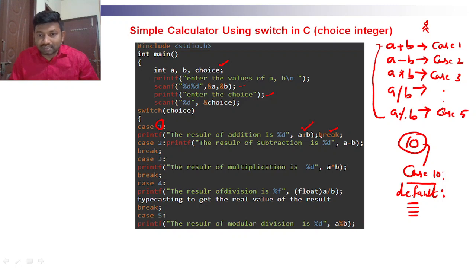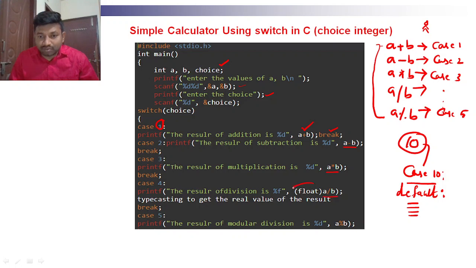In fact, to fit this screenshot on screen, I have written this break after the printf statement. So you can write this break statement not in a row, you can write it in a different row also. Fine. Right, case 2 I am performing the subtraction operation, and I am doing the division operation.